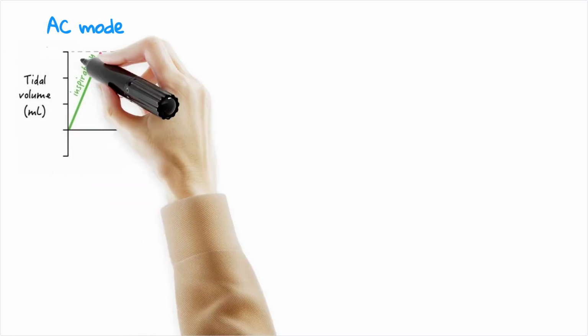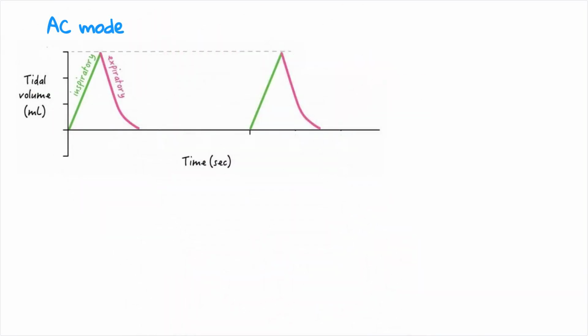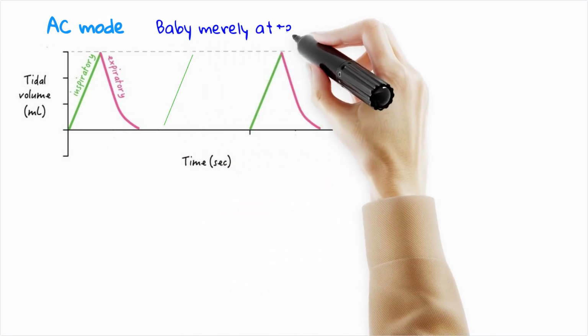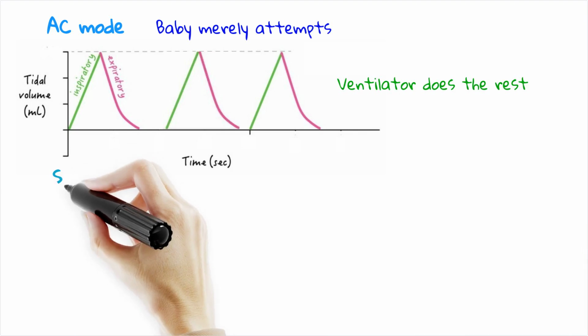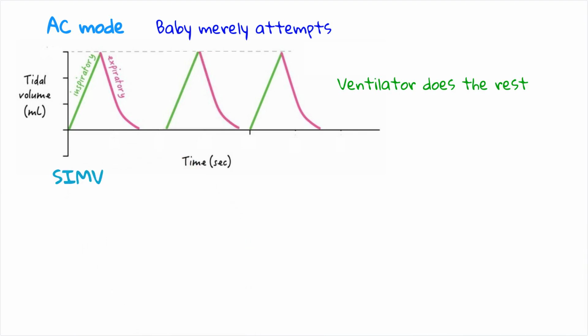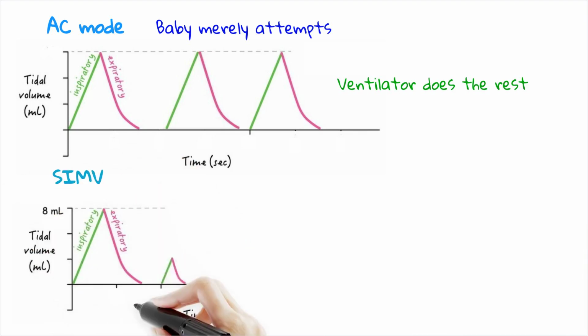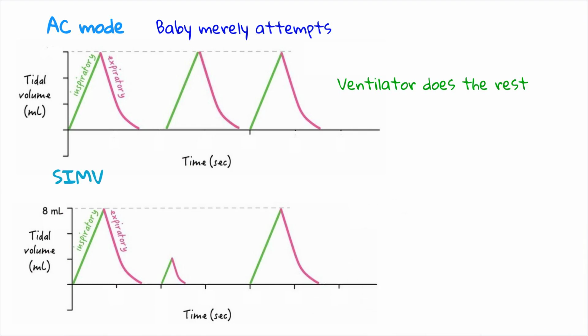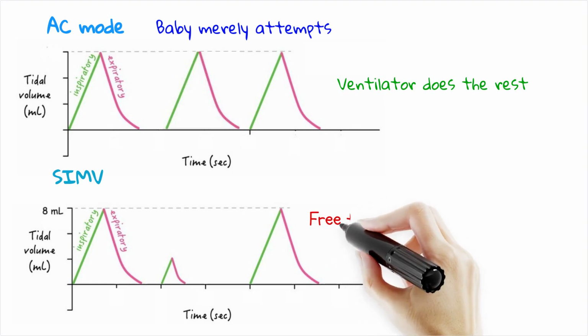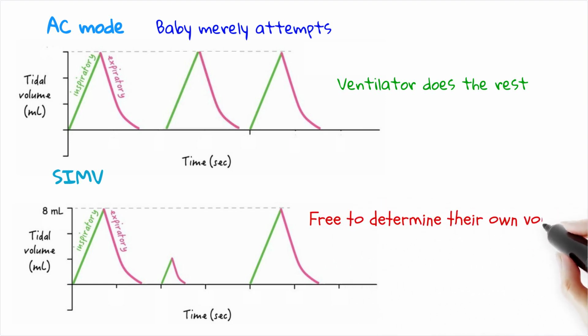On the other side, when we compare both modes of ventilation, as we have already seen with the AC mode, the baby merely attempts and the ventilator does the rest. So yes, the ventilator will allow for spontaneous breathing during the SIMV mode, which in theory seems like a good choice because it gives the babies freedom to determine their own volume. But this may not be such a good idea when initially placing a newborn baby with respiratory distress on a mechanical ventilator.